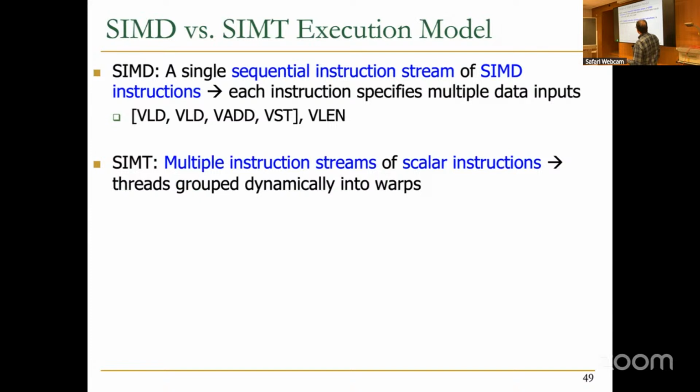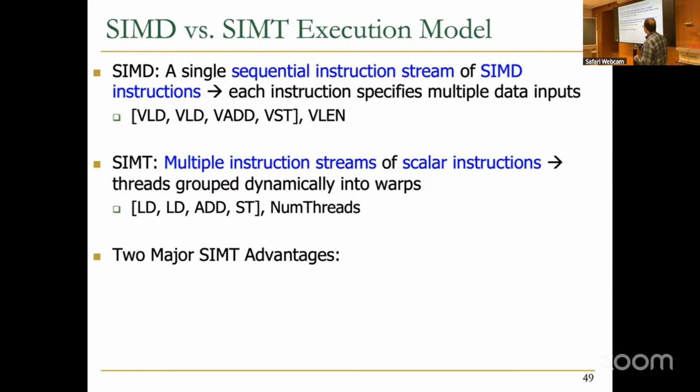So sometimes programmers need to put in a lot of effort to vectorize their code. But in SIMT, we have multiple instruction streams of scalar instructions. So you just have scalar operations like load, addition, store, and you just need to specify the number of threads that you need. When you're programming, you just program for one thread. You're basically writing scalar code, and that makes the whole thing easy.